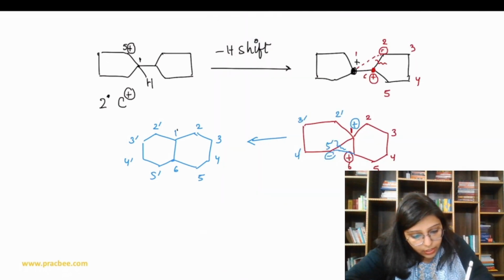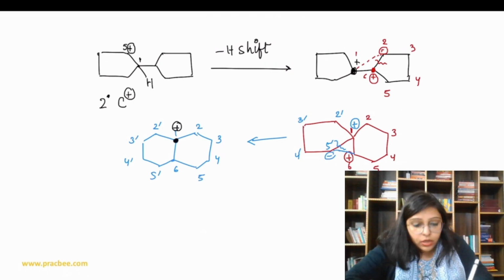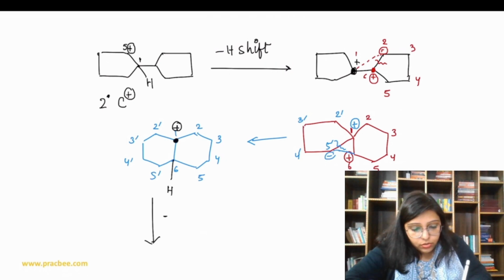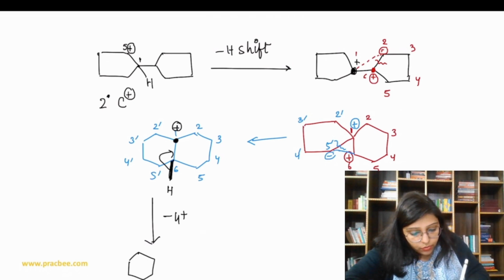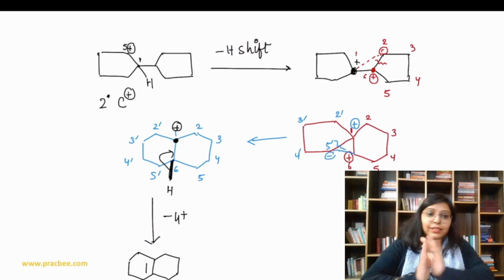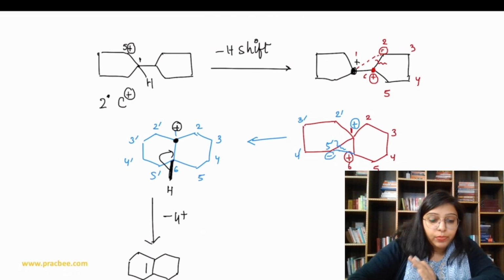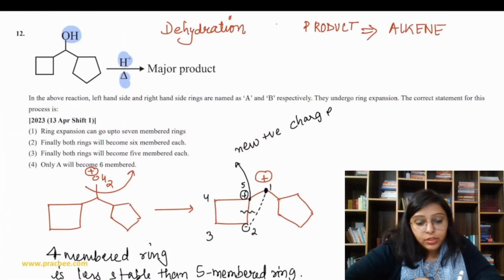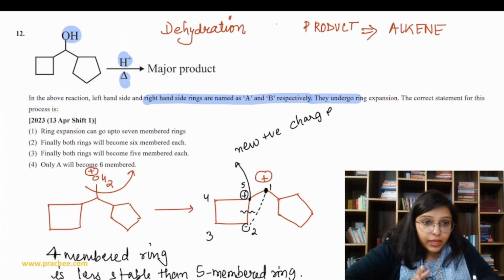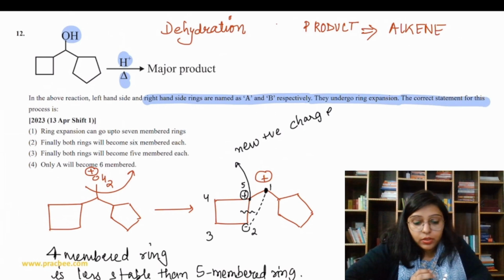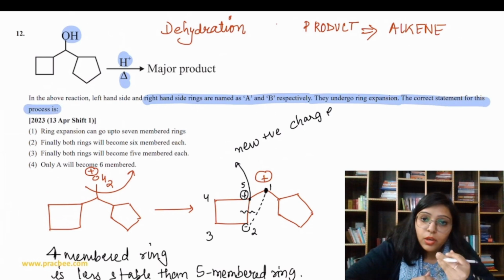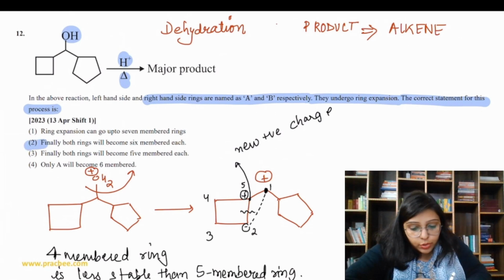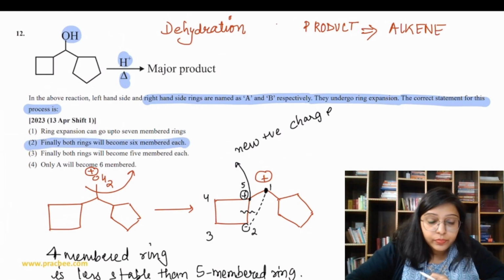So let's put the positive charge on carbon number 1. Now what will happen? Here we have hydrogen, so minus H plus. The electron of this bond shifts over here, and we get this as the product. Now the question says, in the above reaction, the left hand side and right hand side rings are named A and B respectively. They undergo ring expansion. The correct statement for this process is that both rings will become 6-membered each. So option 2 is going to be the correct answer.